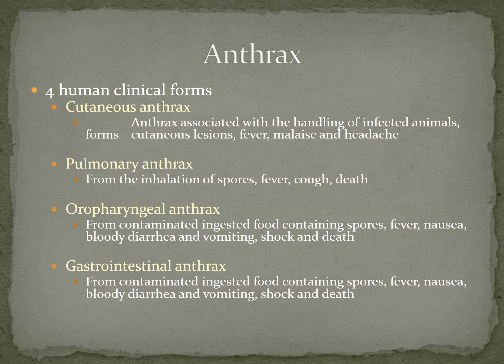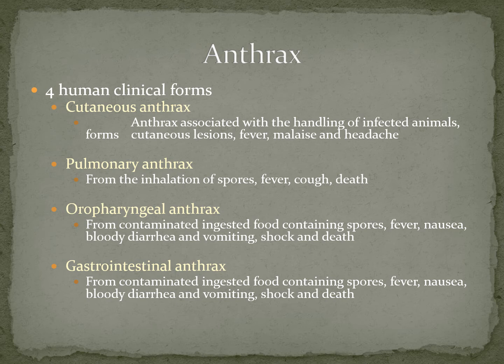There are 4 types of human infections caused by anthrax. The first type I want to discuss is called cutaneous anthrax. This is anthrax associated with handling of infected animals. So people that have cutaneous anthrax usually get cutaneous lesions, fever, malaise, and a headache. This is an occupational hazard from working with livestock. Usually the patient will develop black, deep lesions or eschars on their skin.